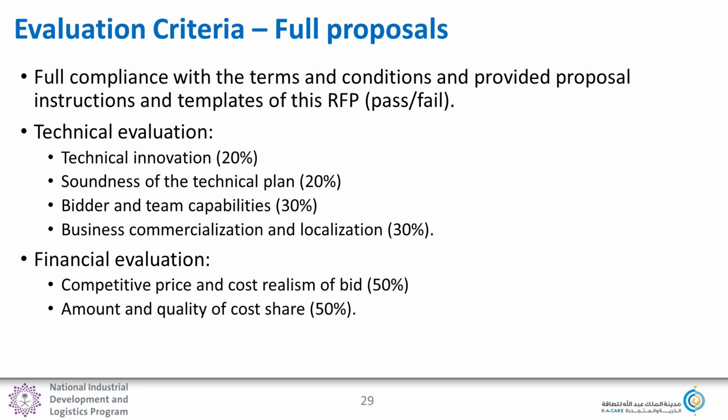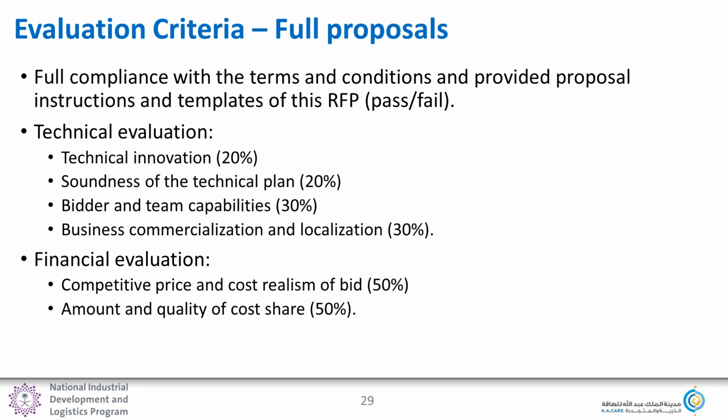This is where the award decisions are going to be made, which is the evaluation criteria for full proposals. So technical innovation is certainly important to us. Soundness of the technical plan is important, but you note that we have applied 30% to the bidder and team capabilities and 30% to the business commercialization and localization. And that means that we're going to really look at your proposal. Is it really a proposal by a Saudi company to do work in Saudi Arabia?